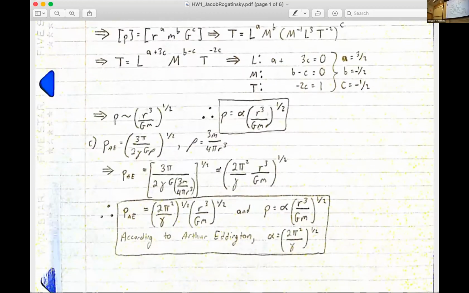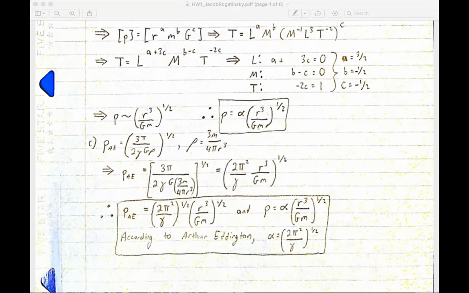Hold on one second, we have a question. Doesn't the problem definition say that P is the luminosity of a star? It's the period. P should be the period. Oh, sorry, what is P? Is it luminosity?